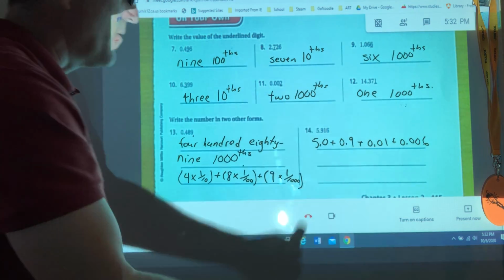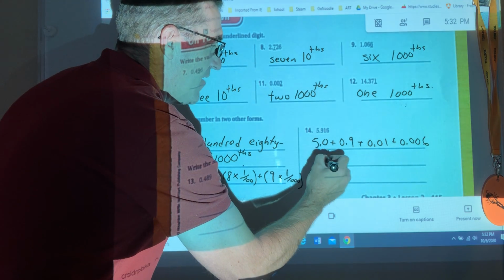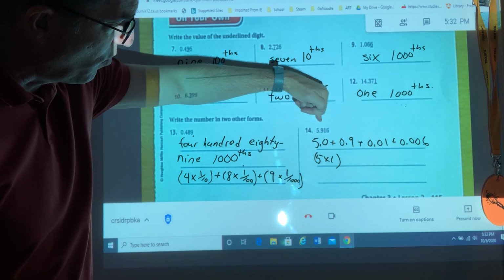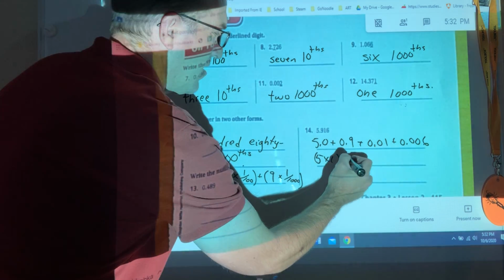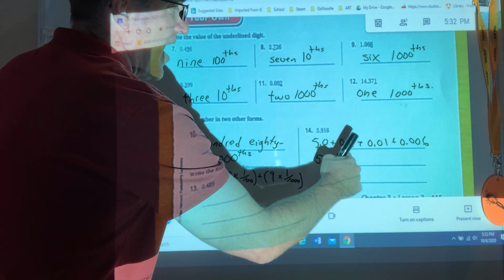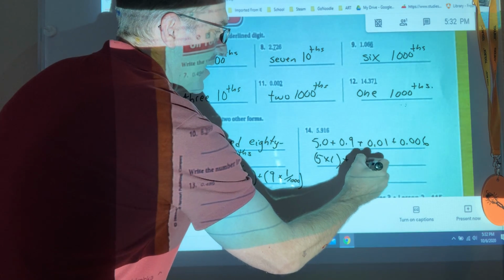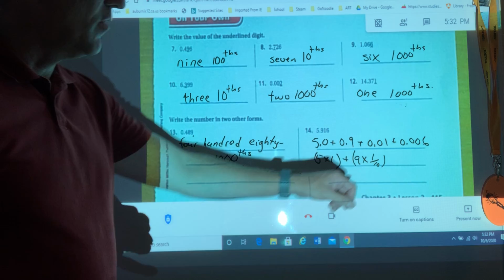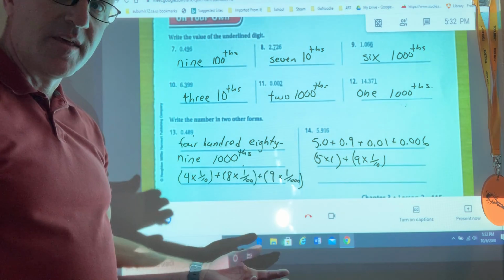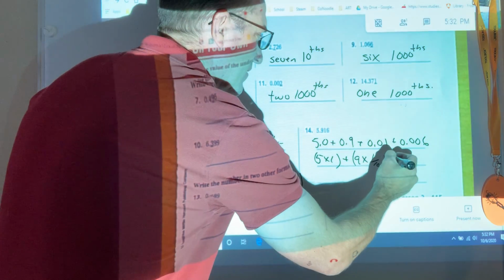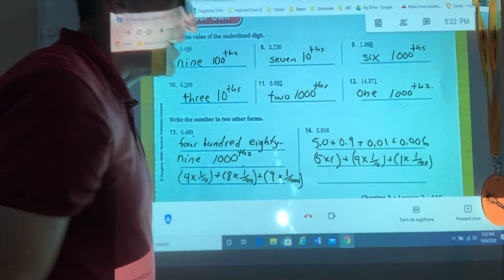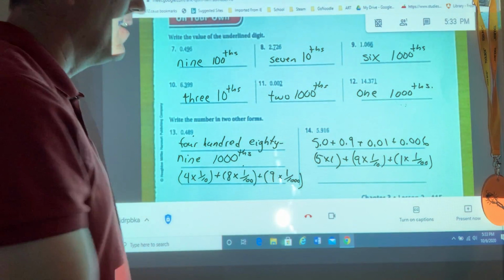Okay? And if I want to do expanded, well, that is, of course, 5 times 1, right? Because I've got 5 ones, right? That's in the ones place. I have 5 ones. Plus, I've got 9 tenths. So I'm going to write 9 times 1/10. I have 9 tenths. 1/10 times 9 means I have 9 of them. I have 9/10. Plus 1 times 1/100th means I just have 1/100th.